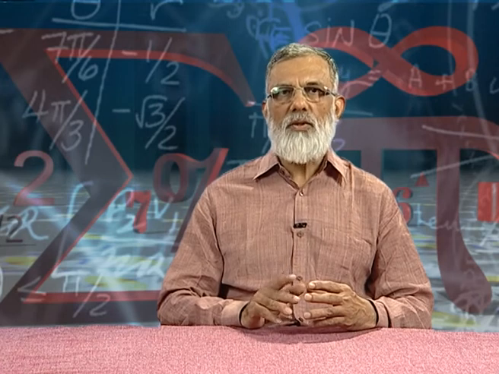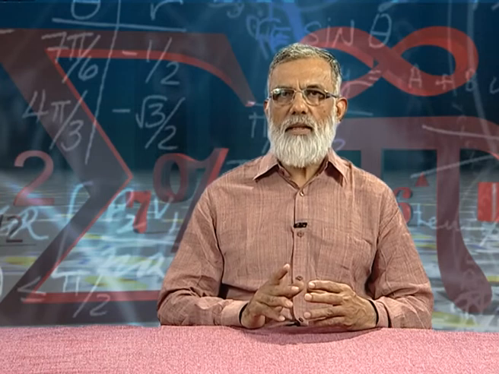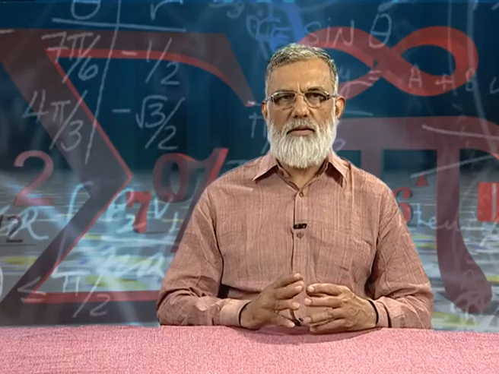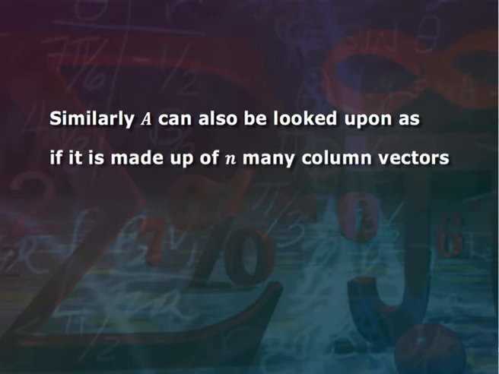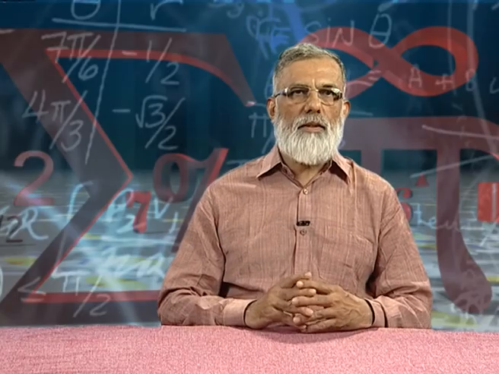The row vectors a_ij, i from 1 to m, are elements of R^n. These row vectors may also be called n-vectors. Similarly, A can be looked upon as if it is made up of n many column vectors a_1j, a_2j up to a_mj, j equal to 1 up to n, which are elements of R to the power m. These column vectors may be called m-vectors.